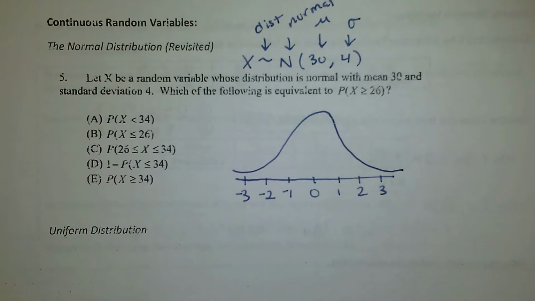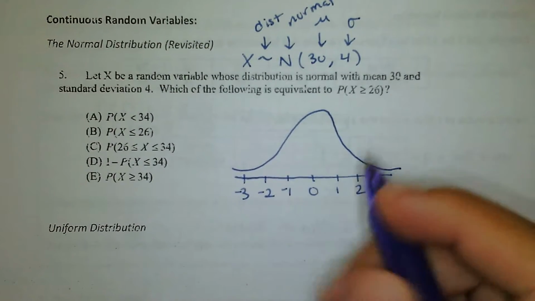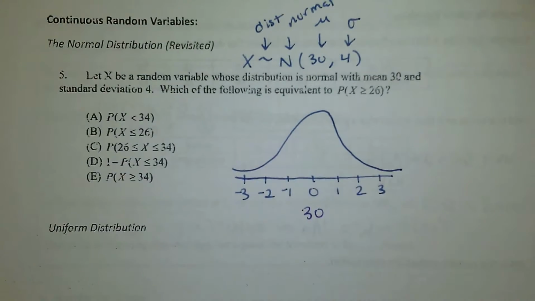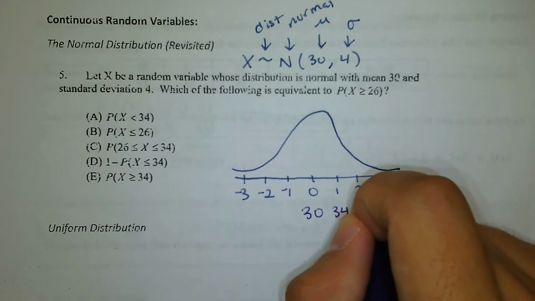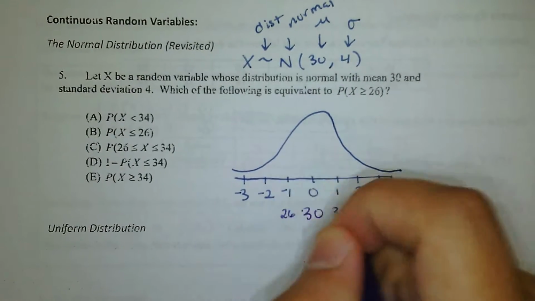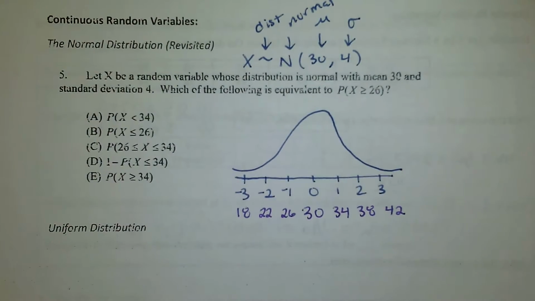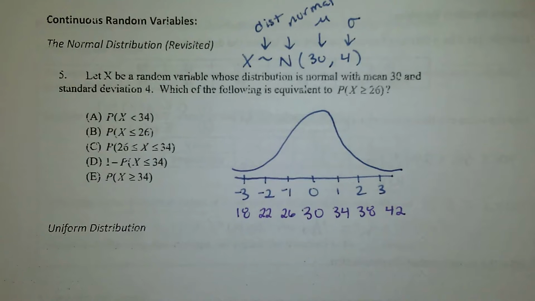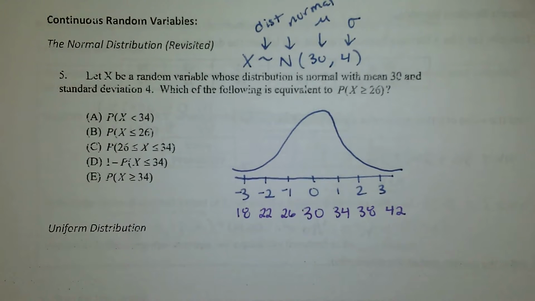Here, at the center of the distribution, 0 standard deviations away from the mean would give us our mean of 30. 1 standard deviation above would be 34, 2 above would be 38, and 3 above would be 42. 1 below would be 26, 2 below would be 22, and 3 below would be 18. And any observation that falls more than 3 standard deviations above or below the mean would be considered an outlier.